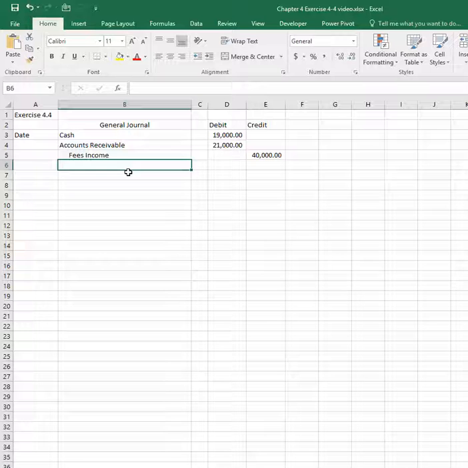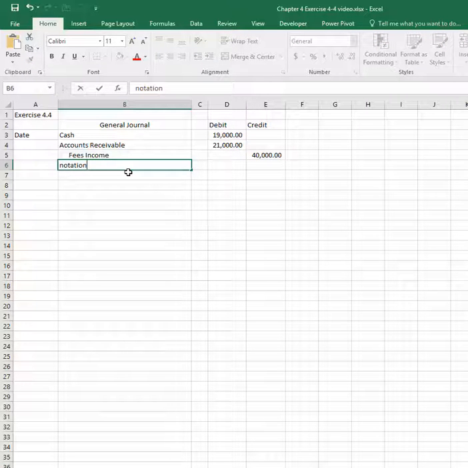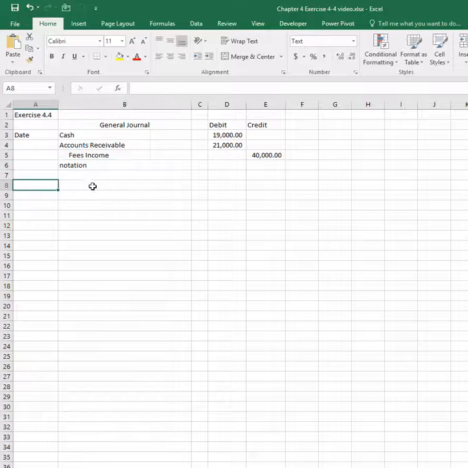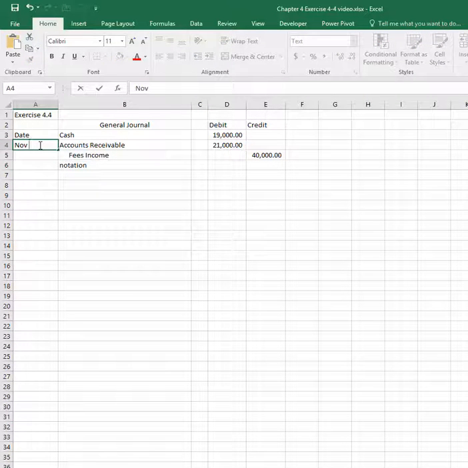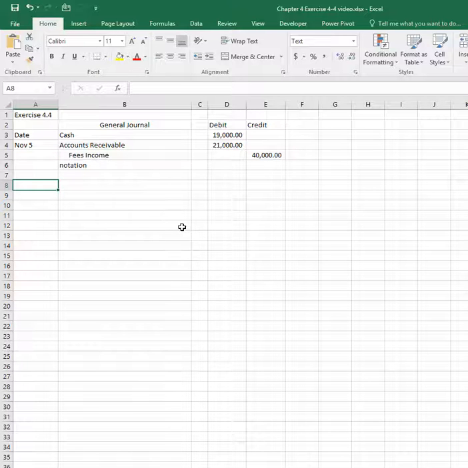And then make sure that you put your notation here. I won't fill it out for you, but make sure you have all the details here because you want to be able to look back at the journal and figure out what happened with that initial transaction in case you have trouble later on. So the notations are very important. All right, and let's move on to the second one. Whoops, I forgot to put the date on the first one. November 5th. Okay, the next one will be November 18th.